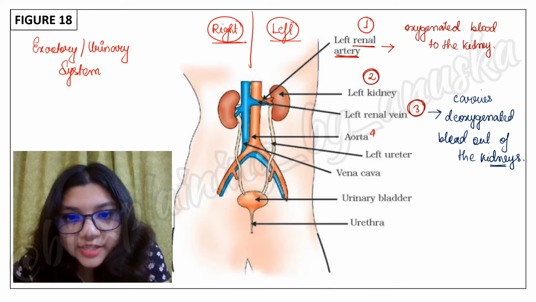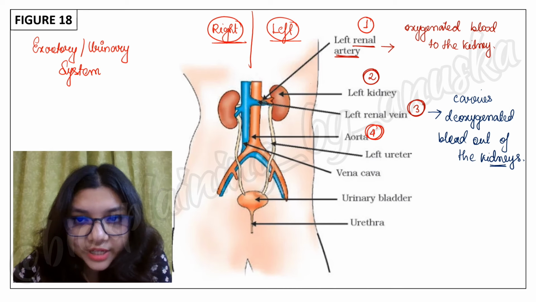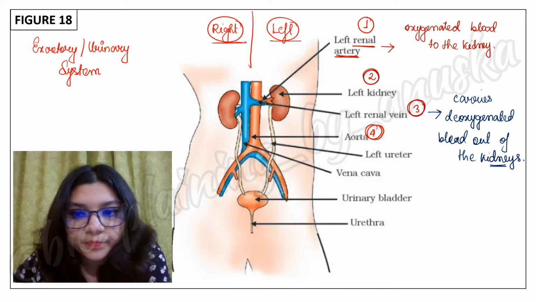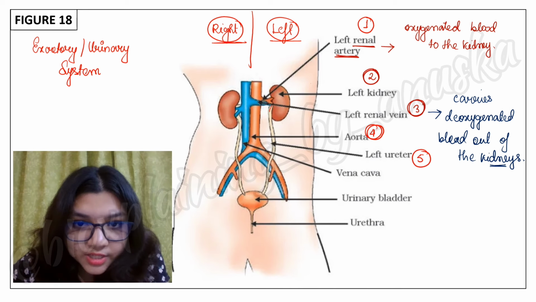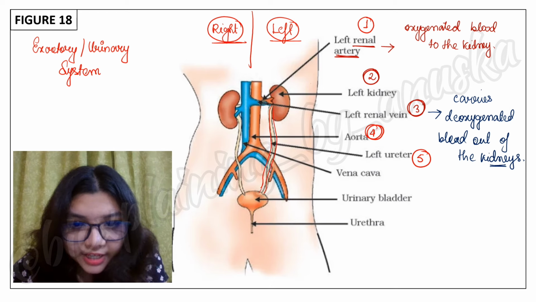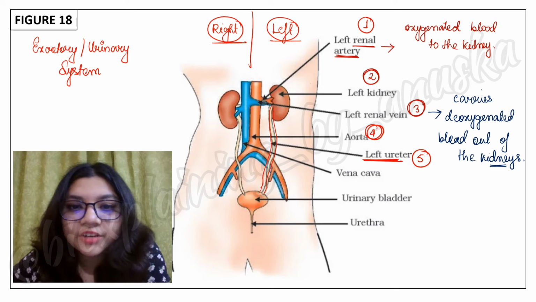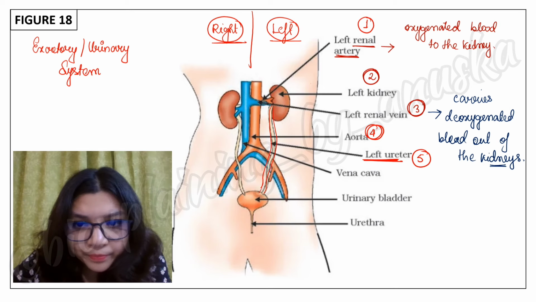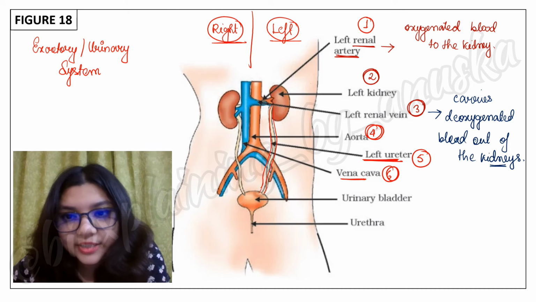Part 4 is the aorta, right? So see very carefully, the aorta only has branched off into the renal artery. Part number 5 is the left ureter. So this is the part which is coming out of the kidney and entering into the bladder. So the ureter has the job of carrying the urine from the kidneys to the bladder, right? Part 6 is the vena cava, right? The renal vein will go and join the vena cava.